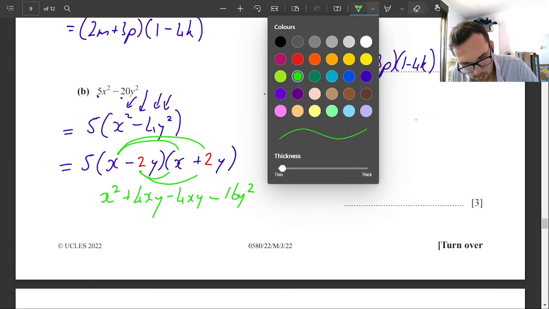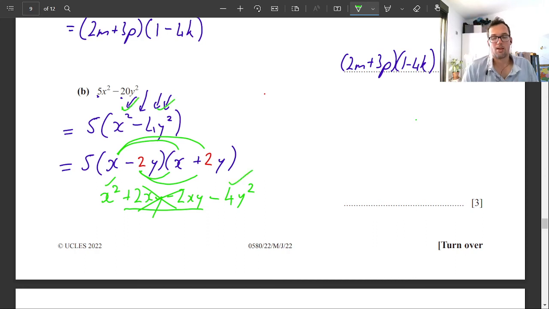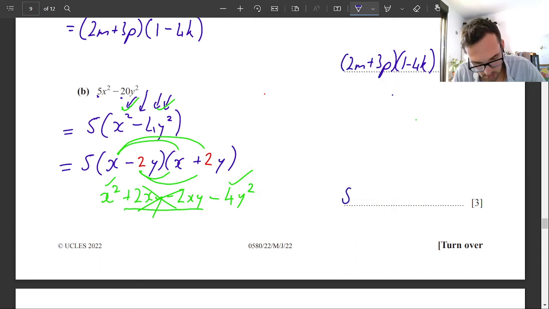So that means now 2 times 2 is 4. Okay, and that means this will be a 2 and that will be a 2. The joys of checking your answers. So that means that 2xy minus 2xy will cancel out, and I'm left with x squared and minus 4y squared. X squared minus 4y squared, that's what I wanted. Now it's correct. Okay. So that's important. In the exam, you got time. Check your answers.